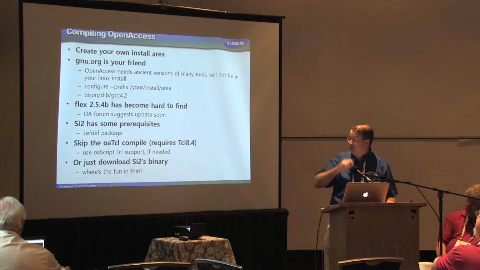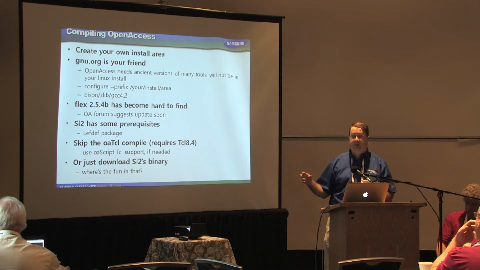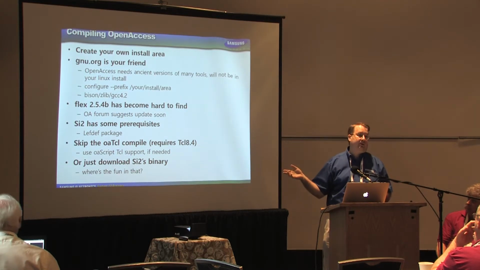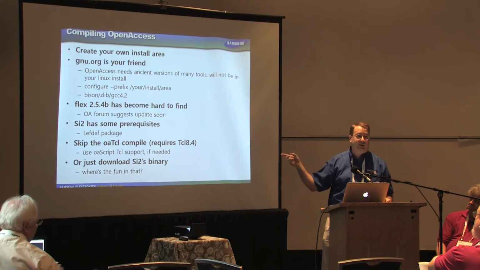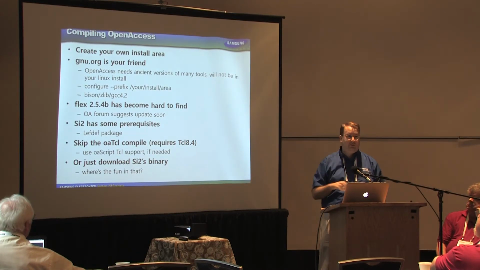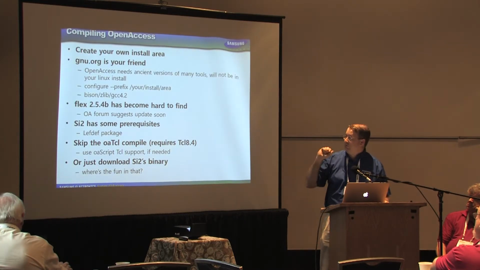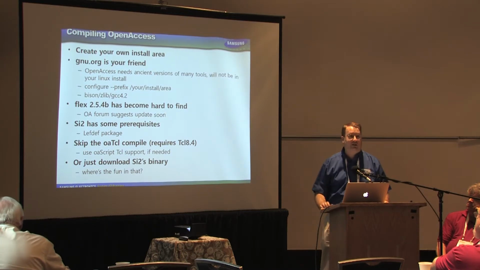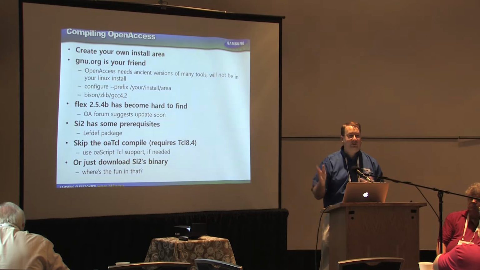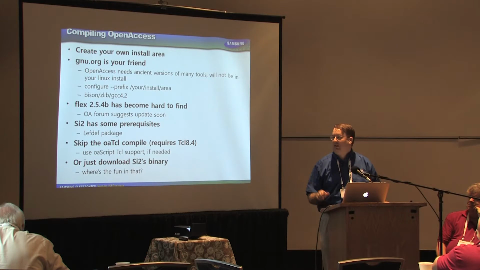One thing that I've done recently when I did it, I skipped the OA Tcl compile. There's an OA Tcl built into open access. That's superseded by the OA script Tcl. That requires Tcl 8.4. It's not on your system anymore. I wouldn't deal with that. I would just go into the makefiles, you have to find it, and comment it out to just not build that. And then finally, if you want, you could just download Si2's binary images. They'll have certain versions available, but you don't learn nearly as much with that. And also, compiling your own helps you get into OA script a little bit further.